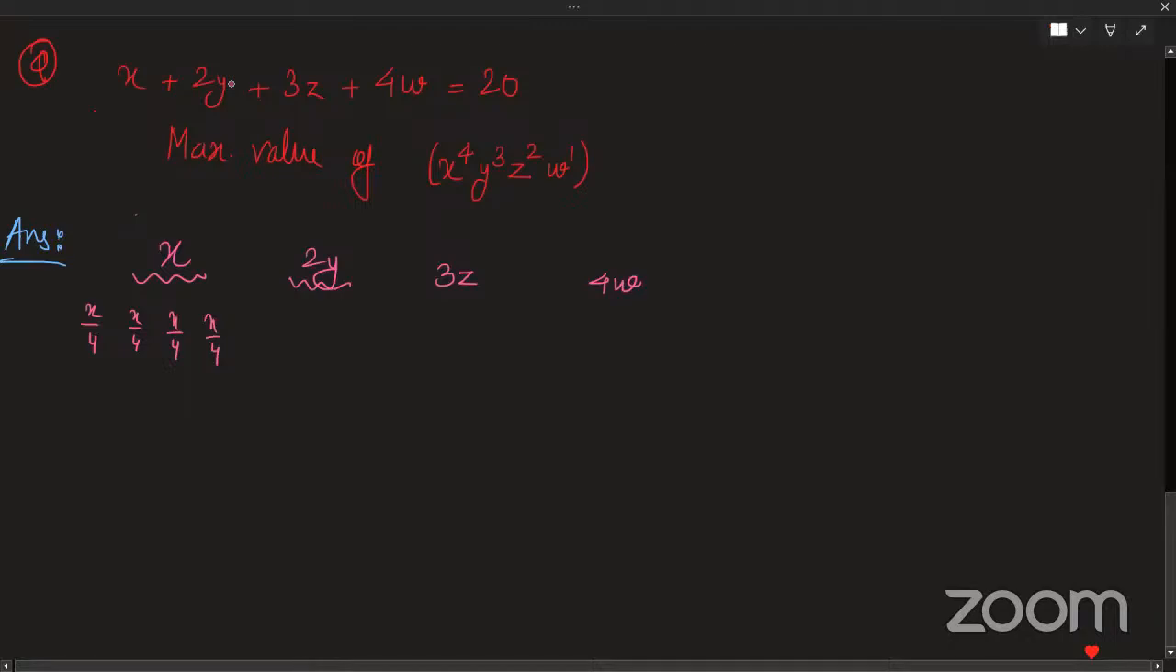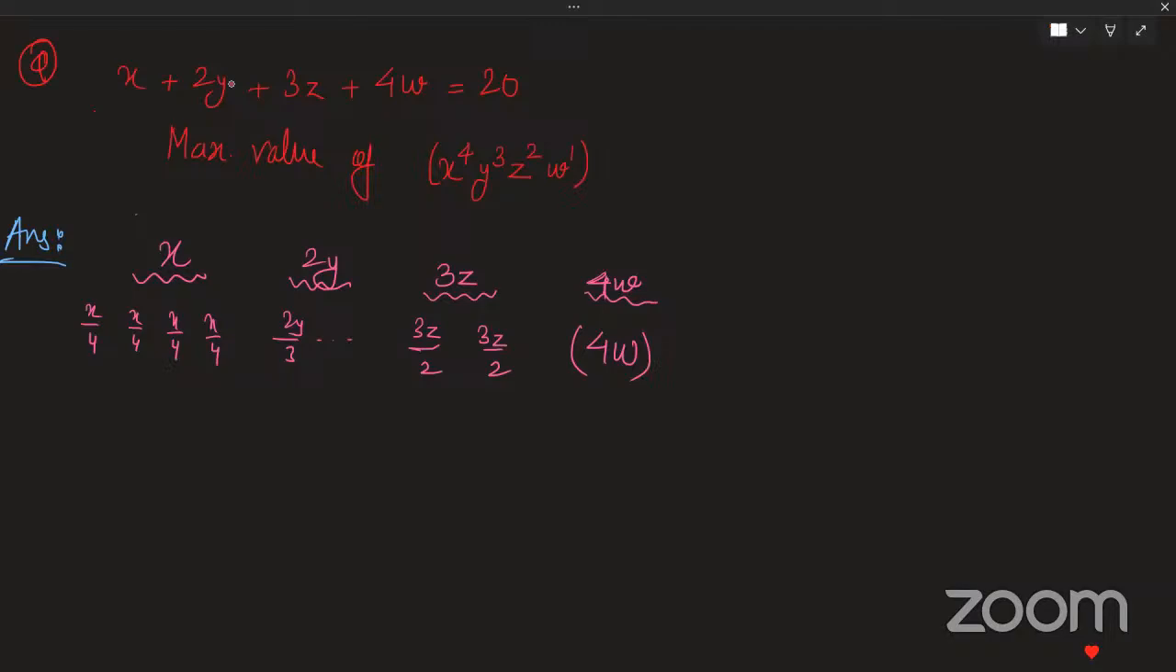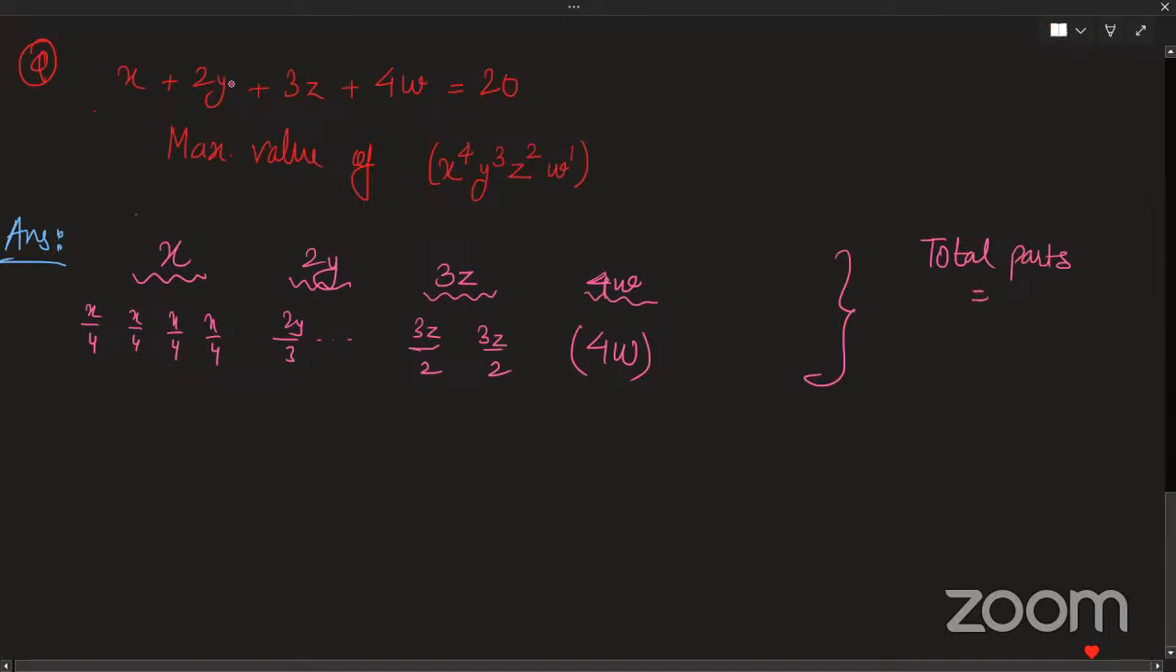What about this? How many times should I split it? 3 parts. What about this? 2 parts. What about this? Only 1. Correct. So total, how many parts do I have now? 4 plus 3 plus 2 plus 1, 10. Yes, correct. So I have total 10 parts.